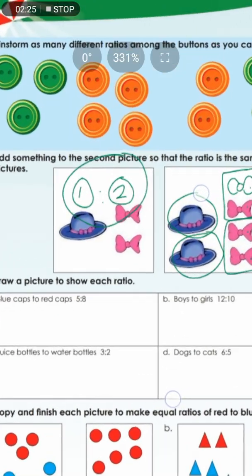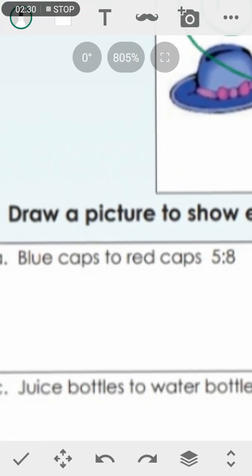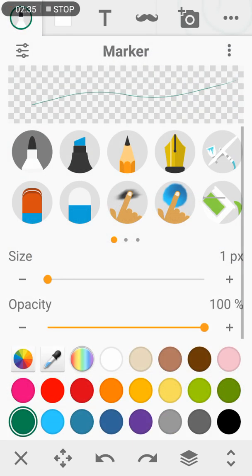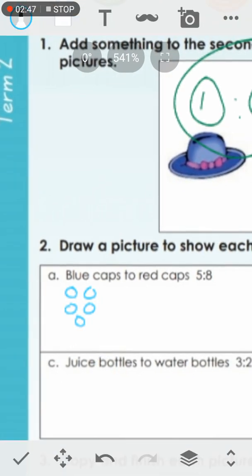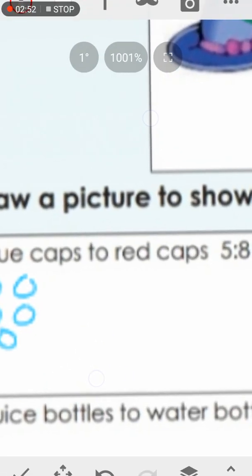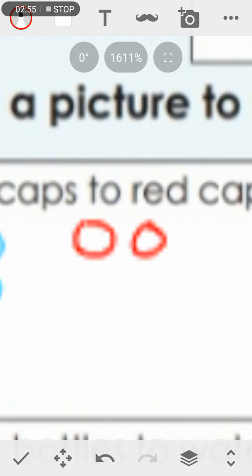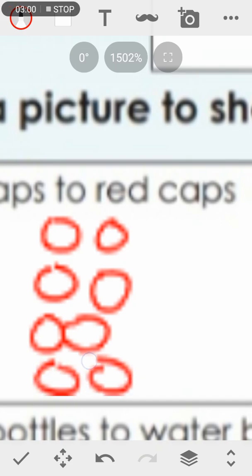Okay. Right, I'm going to do this example here with you. Blue caps to red caps, 5:8. So for every 5 blue caps, we need to have 8 red caps. So I'm not going to draw caps, I'm just going to draw dots, or circles. So here, 1, 2, 3, 4, 5. For every 5 blue dots, we must have 8 red ones. Okay, 1, 2, 3, 4, 5, 6, 7, 8.